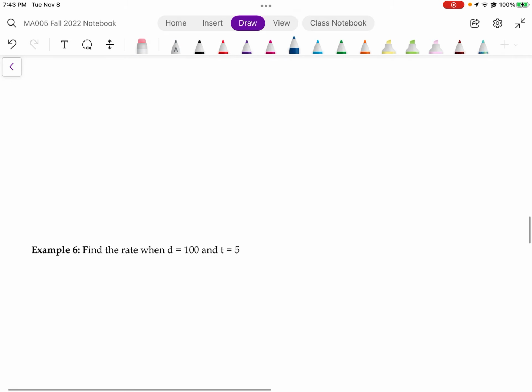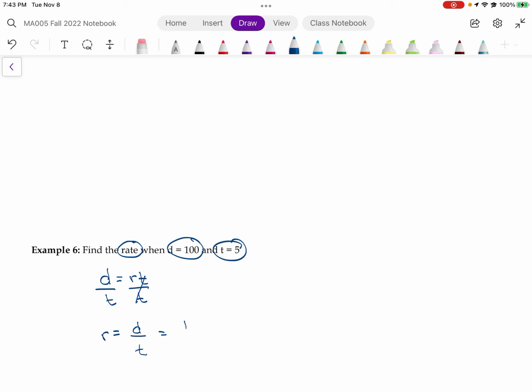All right, so find the rate when d equals 100 and t equals 5. So we're going to do the same thing, but we've got d equals rt as our original equation, and this time I want the rate. So I'm going to divide both sides by t before I plug my numbers in, and I get that r equals d over t. Now I'm going to take my d and my t and just put them in. 100 is the d, and the t is 5. So 100 over 5 is 20. So the rate is 20.